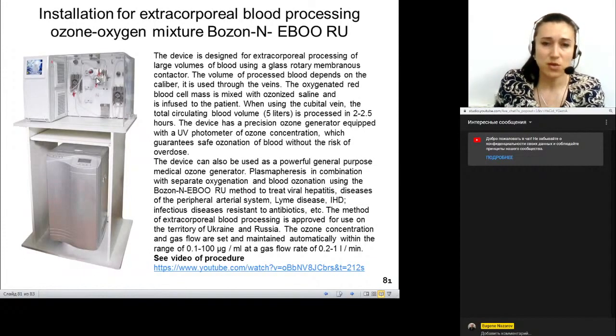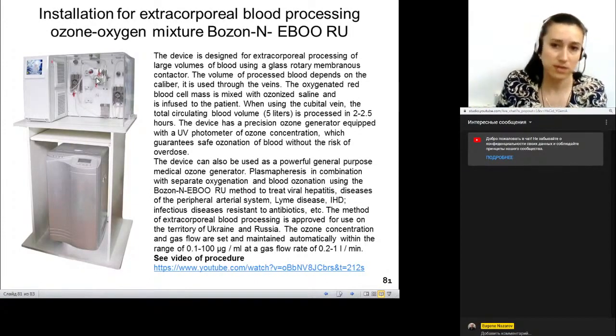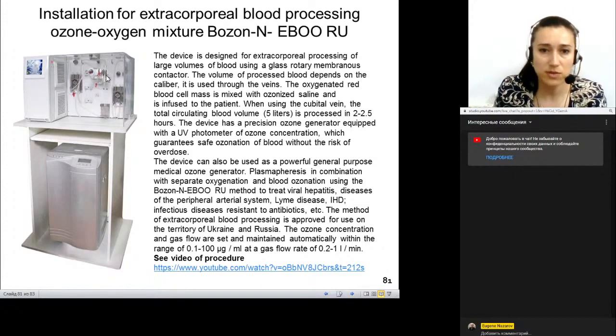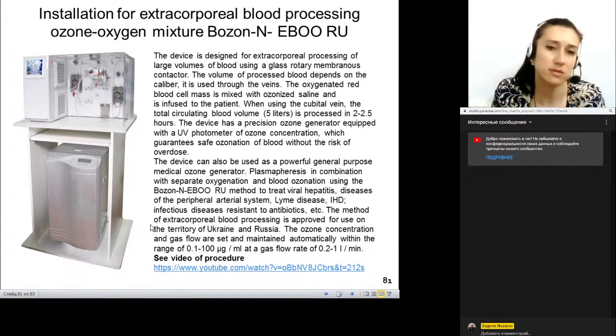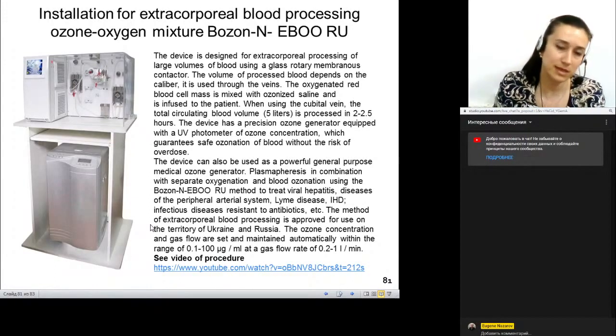The method of extracorporeal blood processing is approved for use in the territory of Ukraine and Russia. The ozone concentration and gas flow are set and maintained automatically within the range from 0.1 up to 100 milligrams, and a gas flow rate from 0.2 up to 1 liter per minute. You can also see the full video about this installation on our YouTube channel.